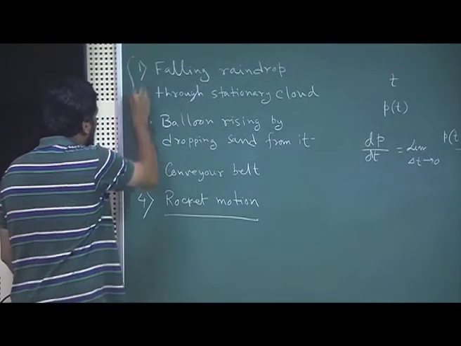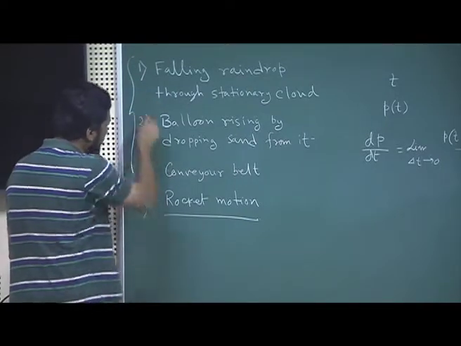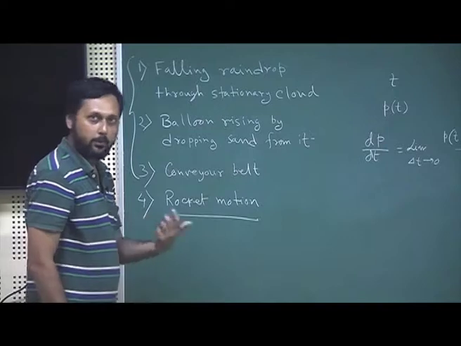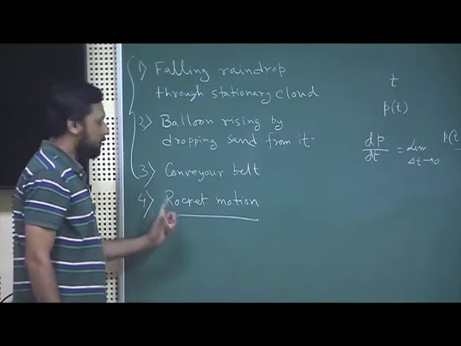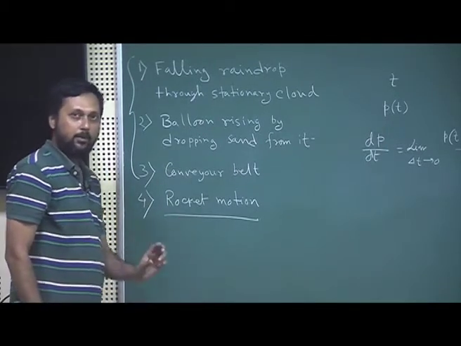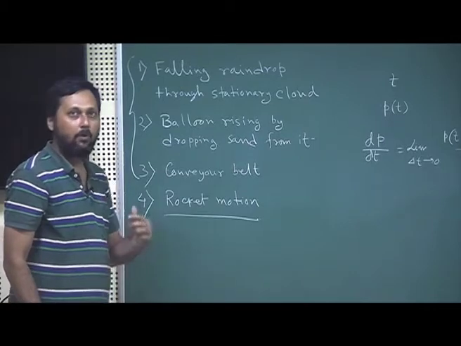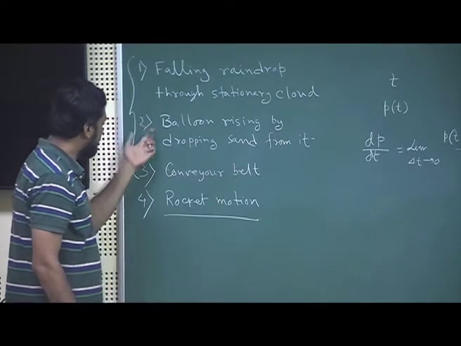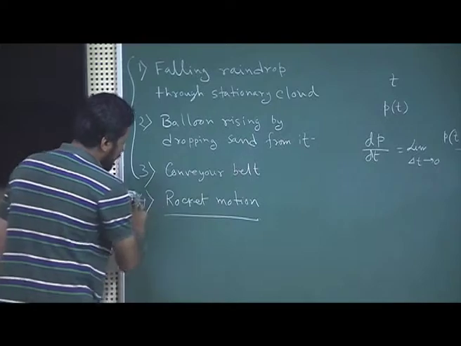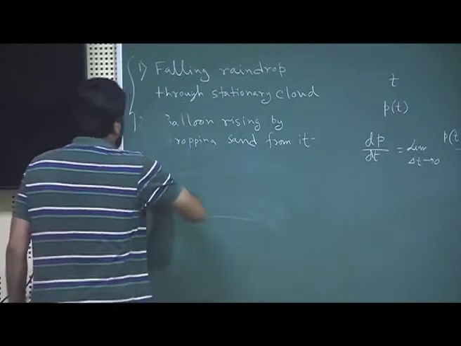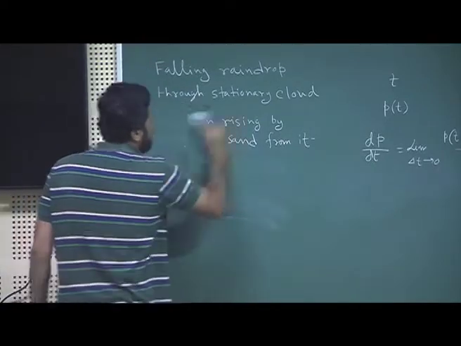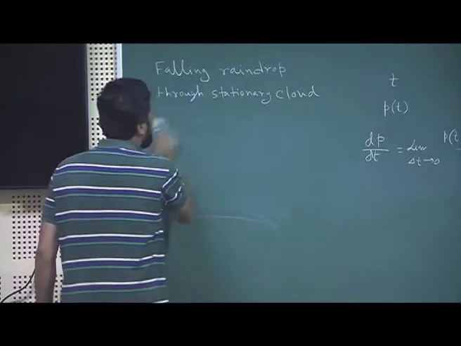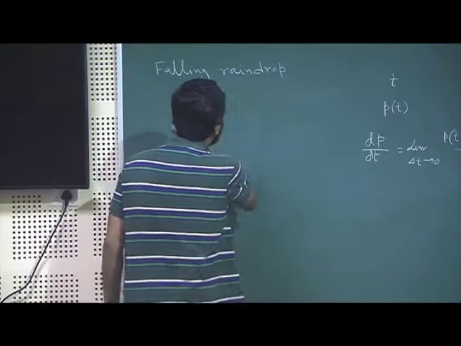So, in today's class we plan to take these three cases one by one and show you how to construct the equation of motion in each of the cases, and we will take illustrative examples of how to solve each of this type of problem. Okay. So, we will first start with the raindrop through a stationary cloud.